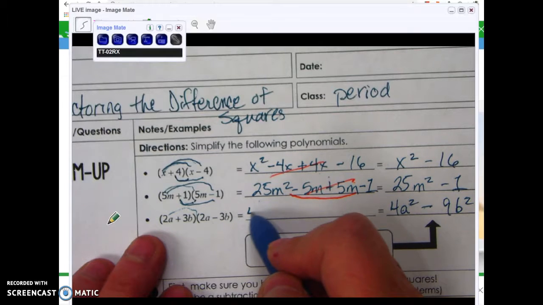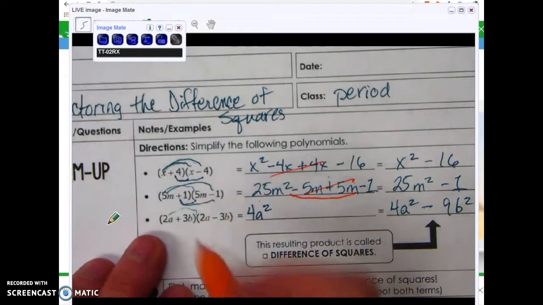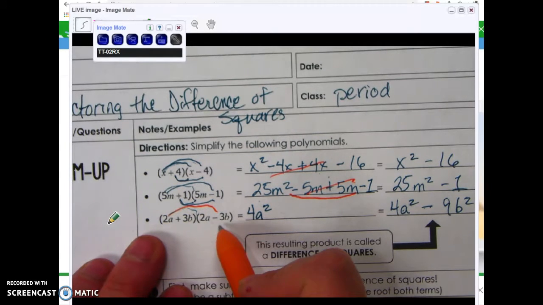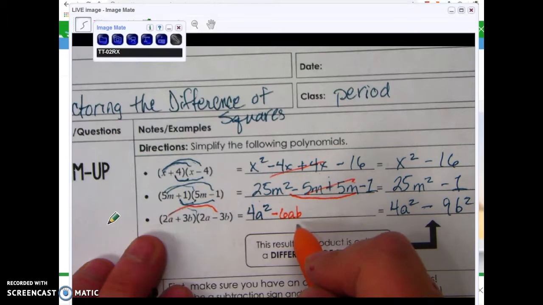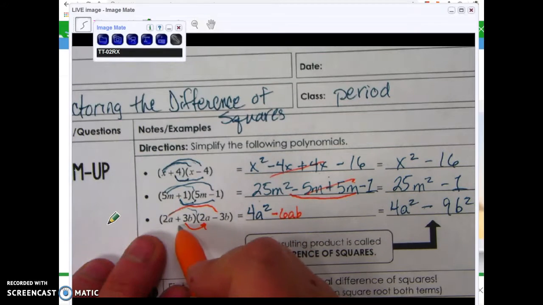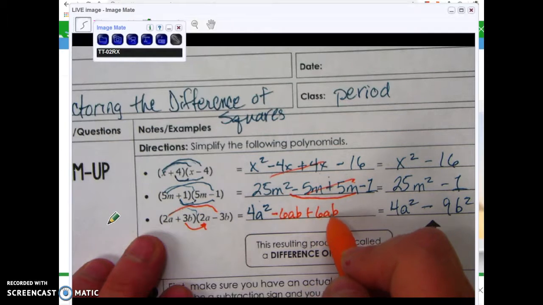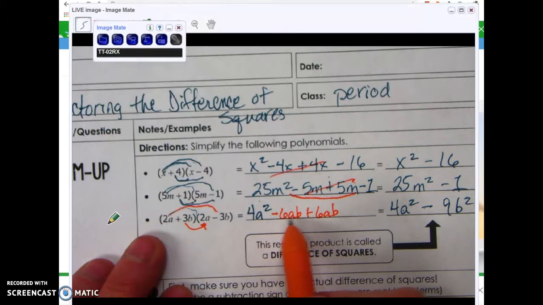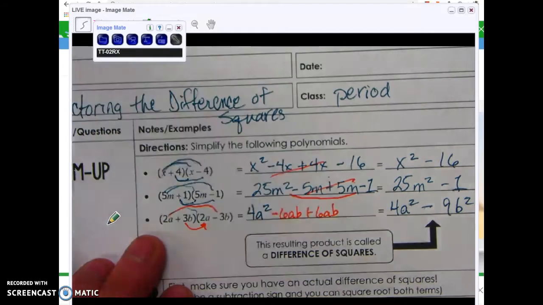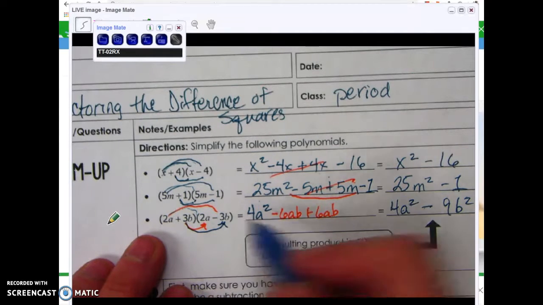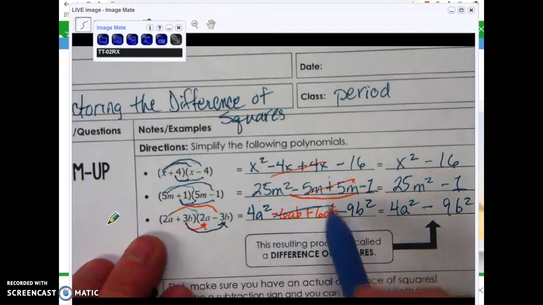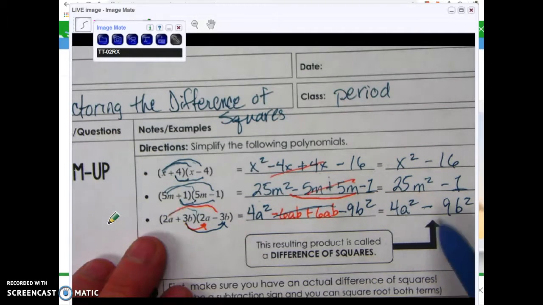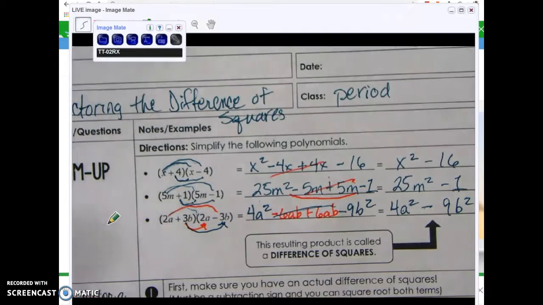2a times 2a, 4a squared. Then 2a times negative 3b is negative 6ab. 3b times 2a is positive, plus 6ab. Notice again, negative 6ab, positive 6ab. And then 3b times negative 3b is minus 9b squared. What happens to our middle terms? They zero out. What do we end up with? The first term and the last term, and always a negative in between. So that was multiplying polynomials.